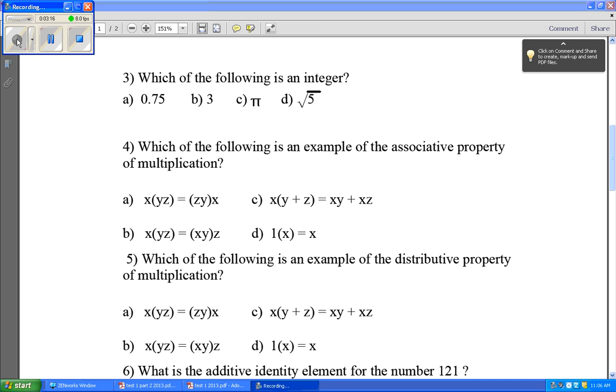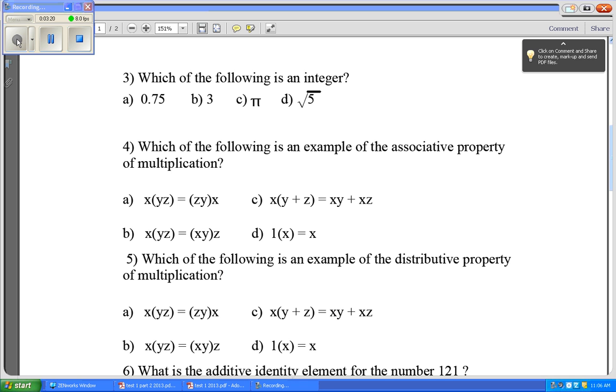Which of the following is an integer? Okay. Remember, an integer is a positive or negative whole number. That's not a whole number. This is a whole number, but let's check. This is a very famous irrational number. This is also an irrational number. Okay, so choice A is rational, choice B is the integer, C is irrational, and D is irrational.